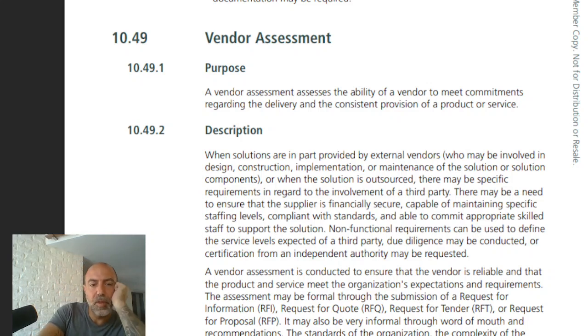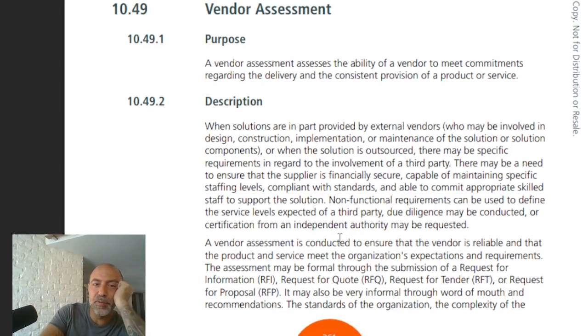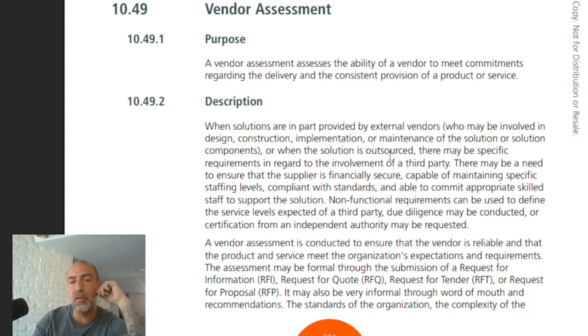All right. Vendor assessment. What's the purpose? Vendor assessment assesses the ability of a vendor to meet commitments regarding the delivery and the consistent provision. Basically, we're testing other people that kind of like support the solution, right?